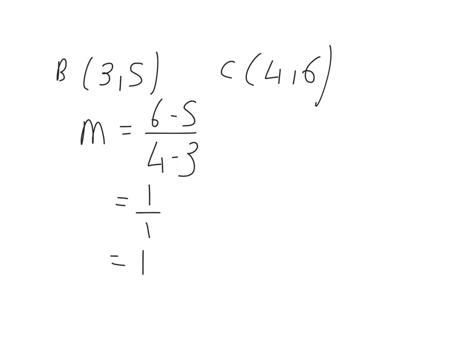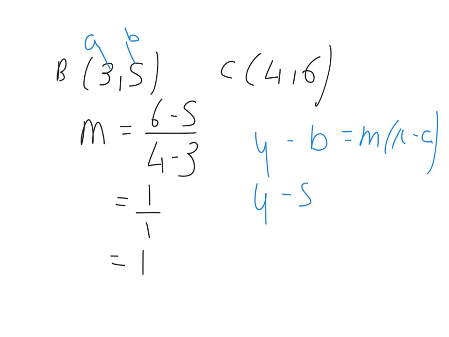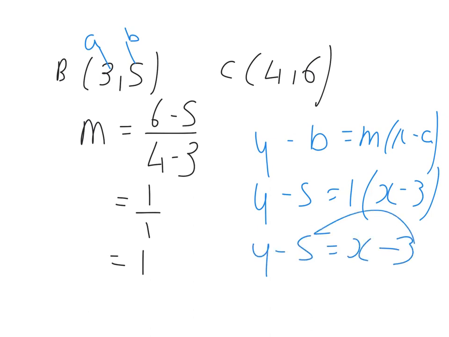First method, choose one of the points and call it a, b. a is 3, b is 5. Y minus b equals m bracket x minus a. Y minus 5 equals 1 bracket x minus 3. Y minus 5 equals x minus 3. Bring the minus 5 across, change its sign, and y is equal to x plus 2. Minus 3 plus 5 is plus 2.